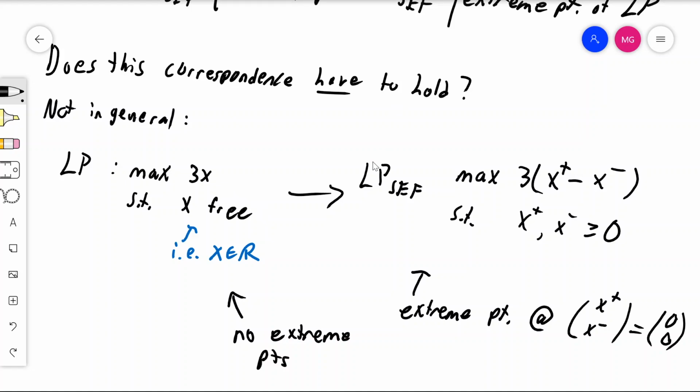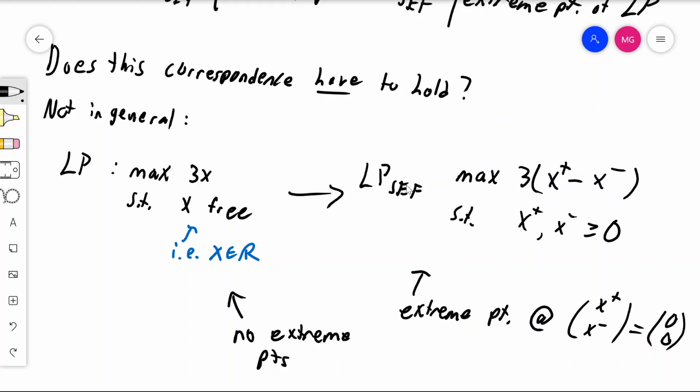How do you convert that into standard equality form? Whenever you have a free variable, the standard thing to do is to replace it by the difference of two non-negative variables, x plus and x minus. So x becomes x⁺ minus x⁻, and you see that it's 3 times that. Now those two variables, x⁺ and x⁻, are both non-negative, because I can write any number as the difference of two non-negative numbers. And so that's why that works.